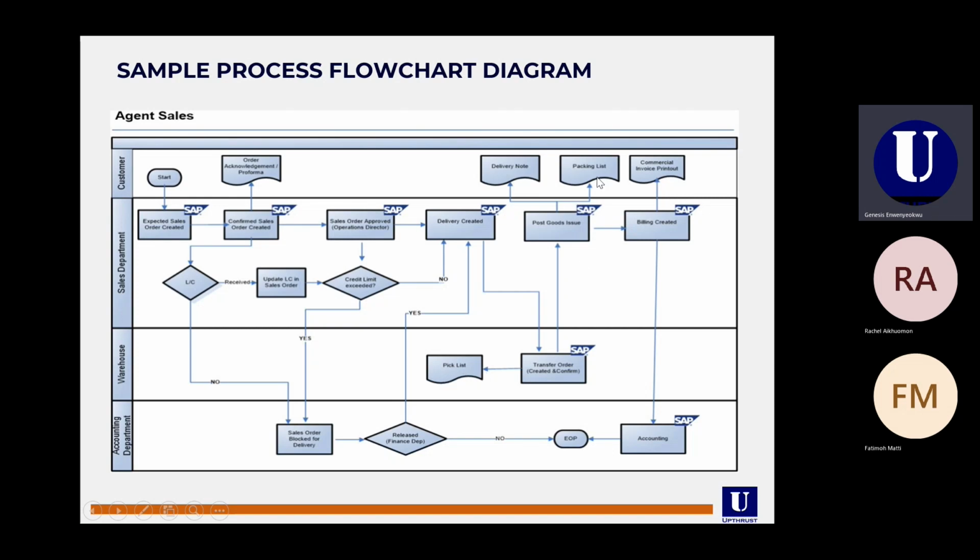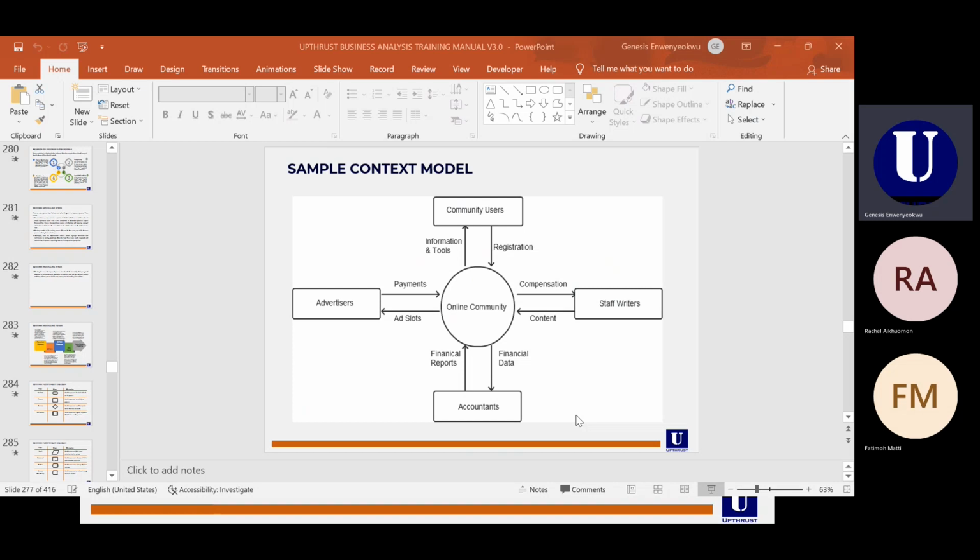Then we have our packing list, which is a document we can print, and we have our billing created, and we have our invoice that we can print, and that is sent to the accounting, and thereafter the process ends. So this is an example of a process flow chart of an agent sales. Let me also show you an example of a process flow chart I drew on what do you call it?